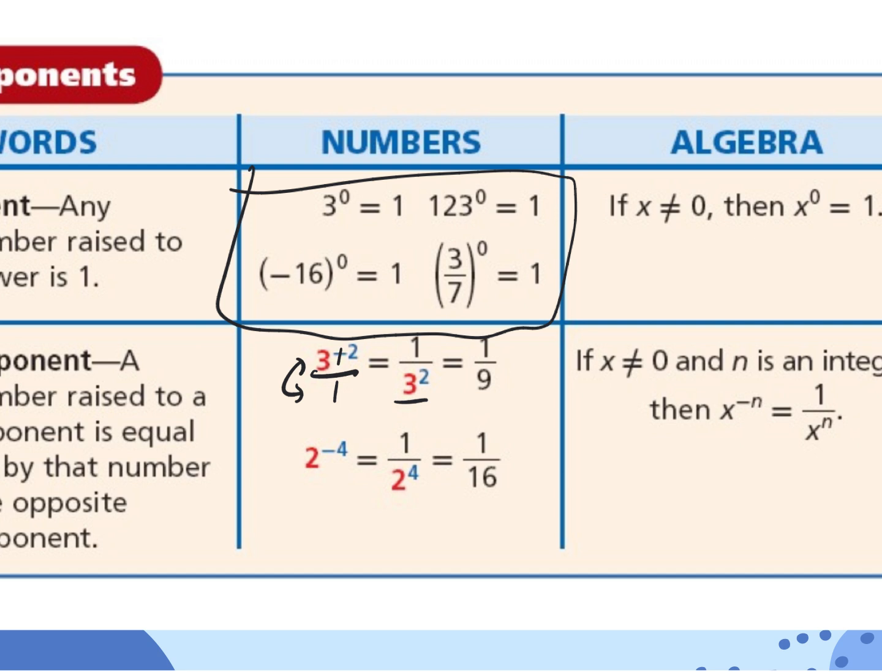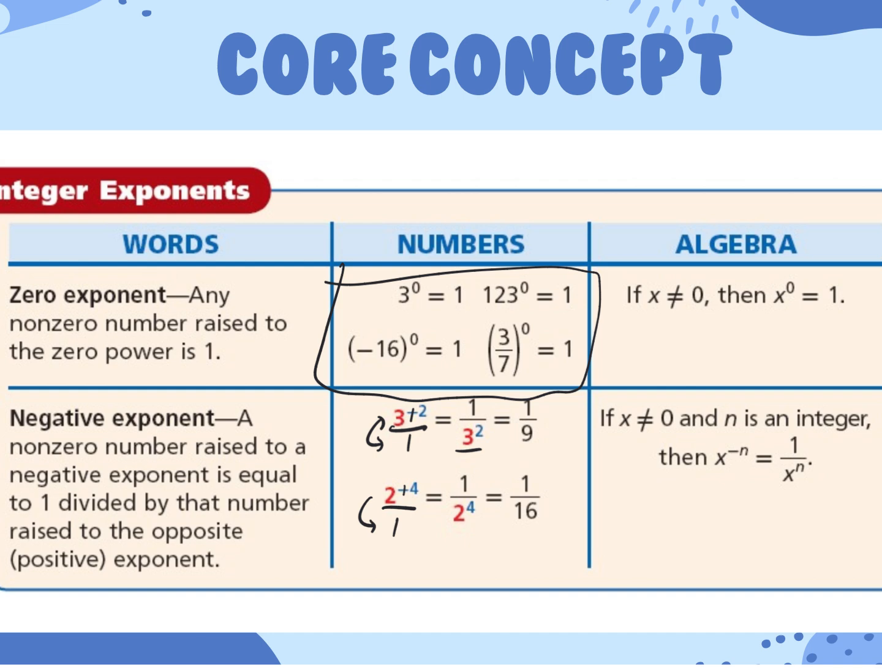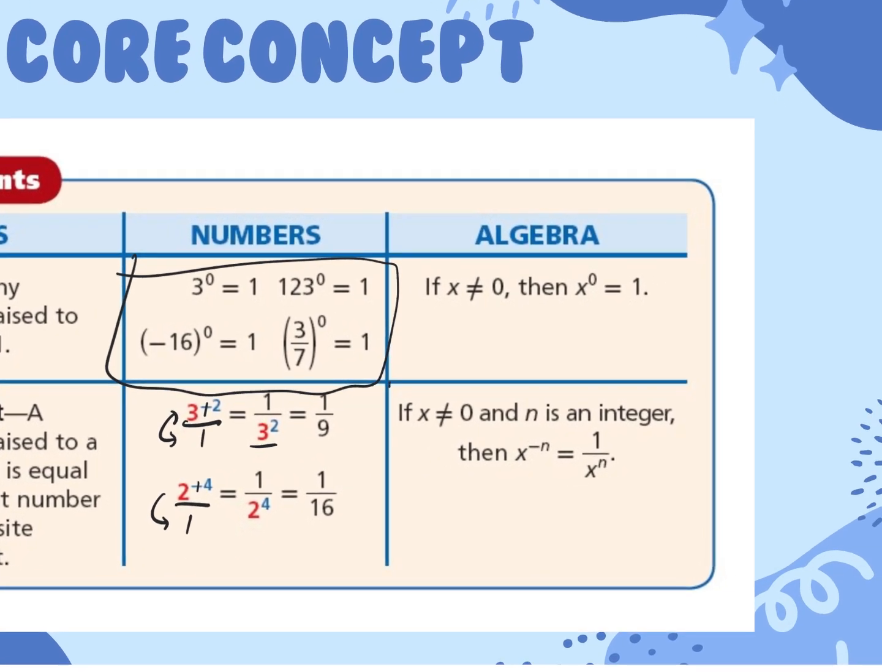And I could do the same thing with 2 to the negative 4. If I put it over 1, all that's going to do is bring it to the bottom and make the exponent positive. So then I get 1 on top over 2 to the 4th power, and then 2 times 2 times 2 times 2 is going to get you 16. So that, in general, is going to work out with a rule that's going to look something like that.